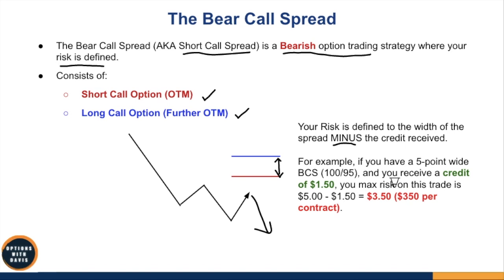So for example, if you have a 5-point wide bear call spread, so let's say it's 195, and you receive a credit of $1.50, your max risk on this trade is $5 minus $1.50, which is $3.50. That means per spread, one contract, it is a $350 maximum loss, right? So let's say you want to risk more, you will go for 2 contracts or 3 contracts according to your risk per trade.